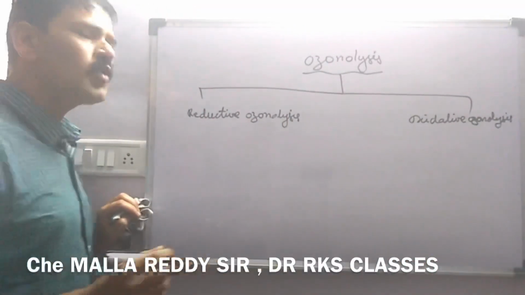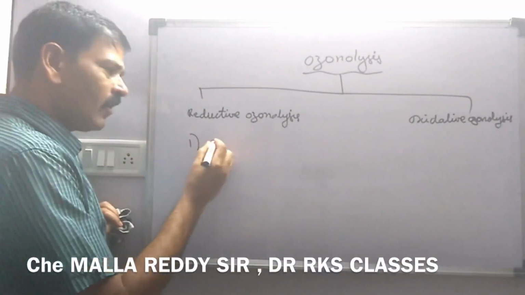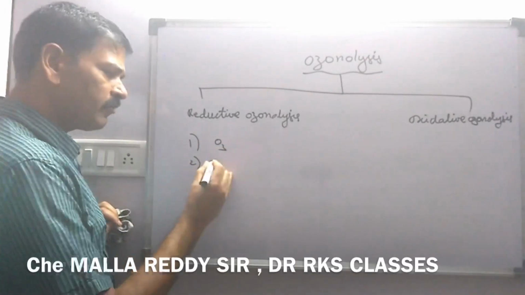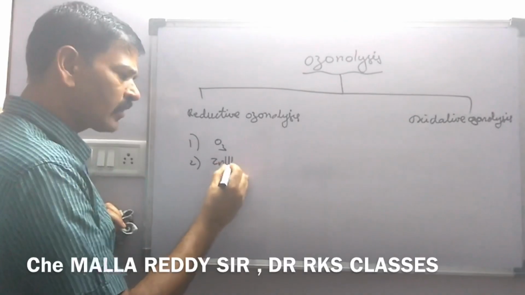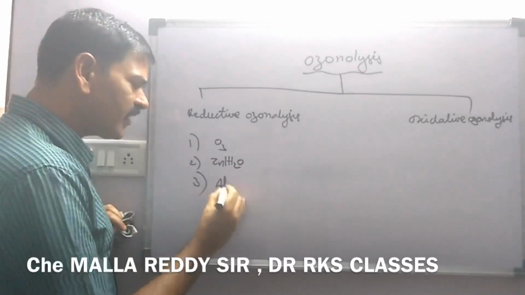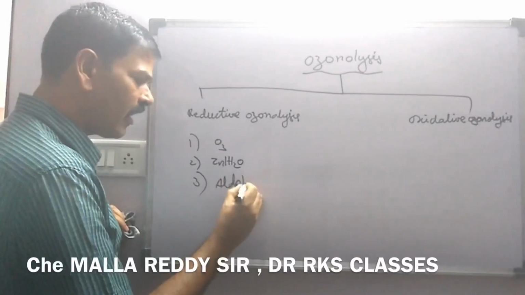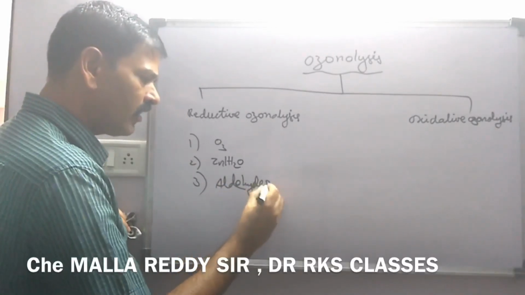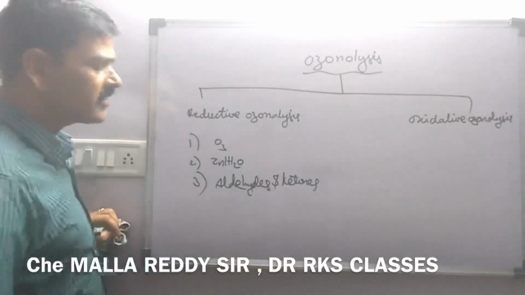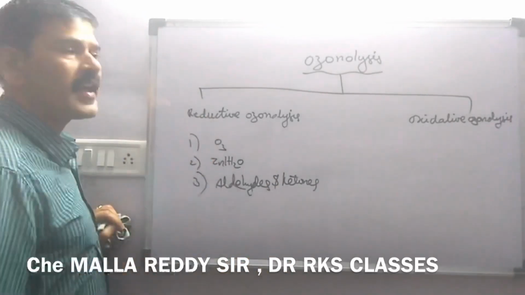So in reductive ozonolysis, first you use ozone and further zinc in presence of water. In this, aldehydes and ketones are formed. Aldehydes and ketones are formed in reductive ozonolysis.